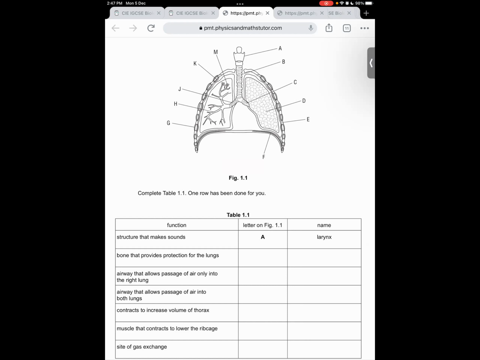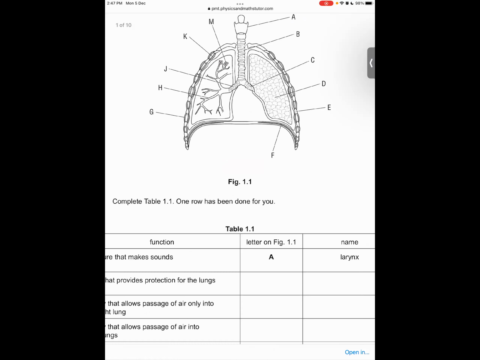अच्छा, the structure that contracts to increase the volume of thorax. एक structure है जो जब वो contract करता है तो thoracic cavity volume increases. G. G is the intercostal muscle.